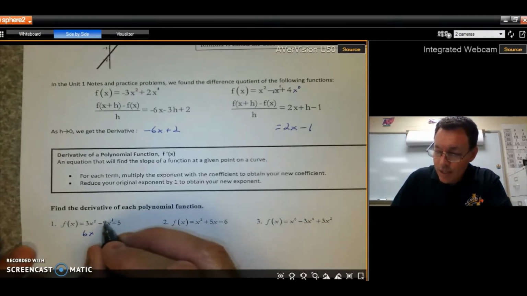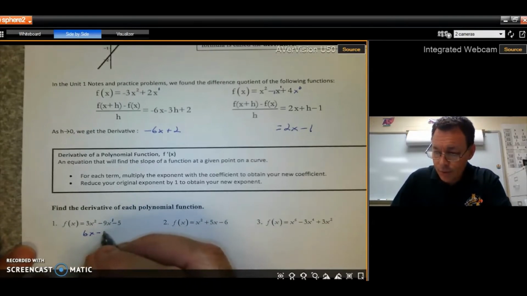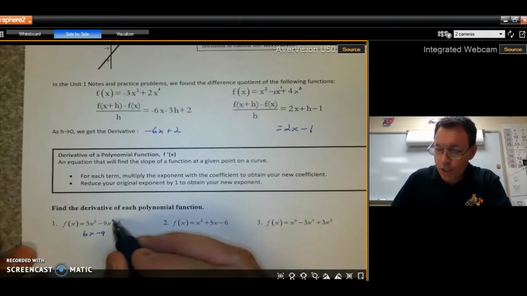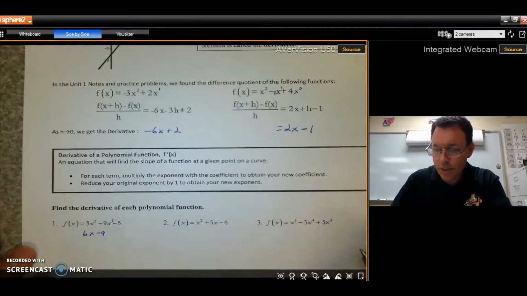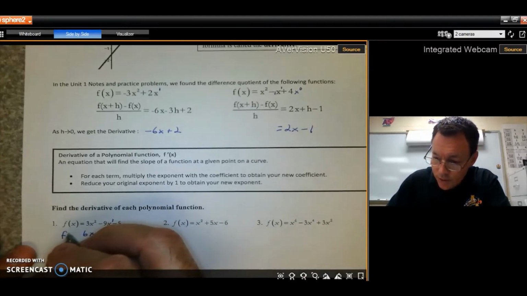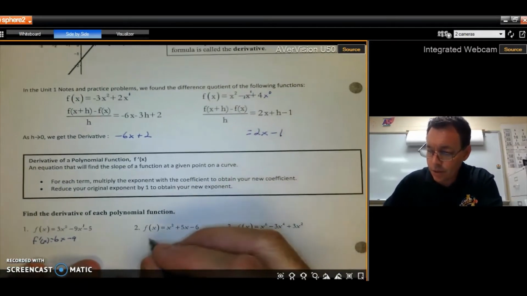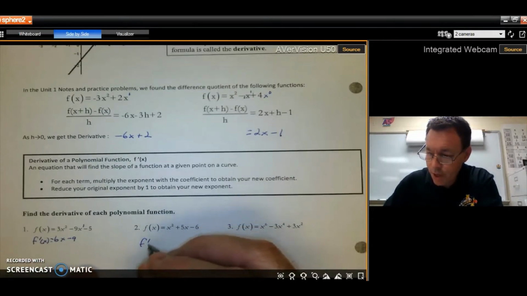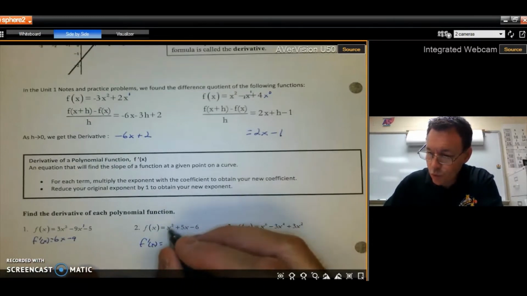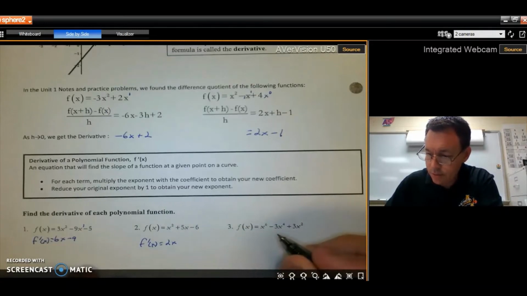Take 1 times negative 9, so it's going to be negative 9. Reduce this by 1, so this is x to the 0, so we're not going to write it. And then your constant just disappears. That's it. That's the derivative. We write the derivative with a little prime notation, and that's how we tell the difference. So this one, f prime of x, will be 2x.